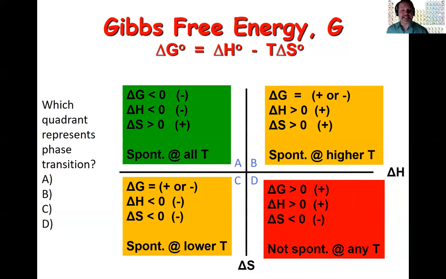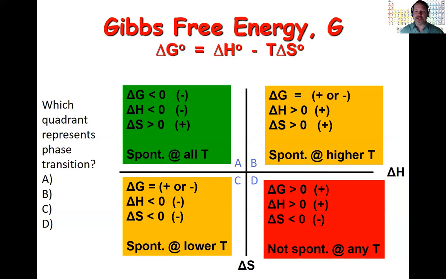Then there are the least favorable chemical reactions that we already talked about, when you have a positive enthalpy, so it's an endothermic reaction, with a system that's contracting, a negative entropy. Now, quadrant A, B, C, or D, which one best represents a phase transition, like going from solid to liquid or liquid to gas? Call that a forward transition.